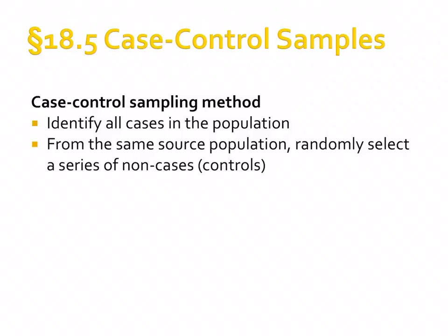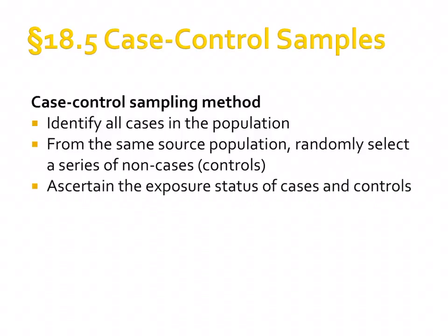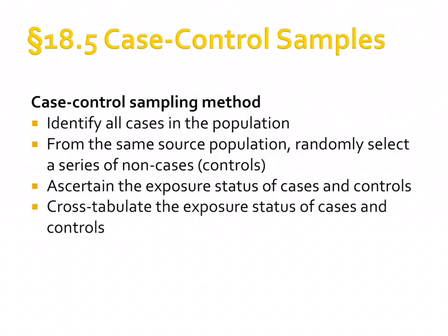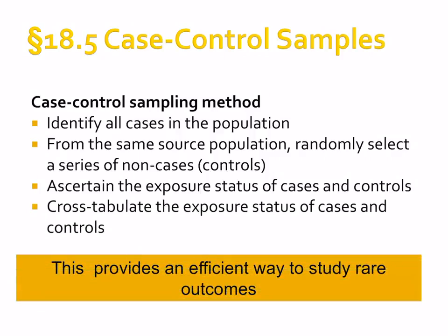The case control sampling method identifies all cases in the population from the same source population, and randomly selects a series of non-cases as controls. You ascertain the exposure status of cases and controls, then cross-tabulate the exposure status of cases and controls. This provides an effective way to study rare outcomes.